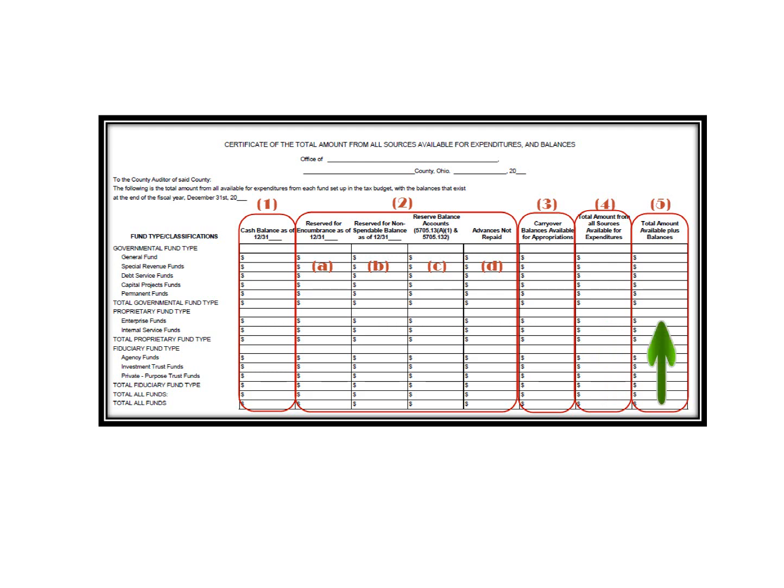Finally, column 5, the total amount available plus balances. This figure comes from adding column 3, the carryover balance available for appropriations, plus column 4, the total amount from all sources available for expenditures, to arrive at the total resources available.